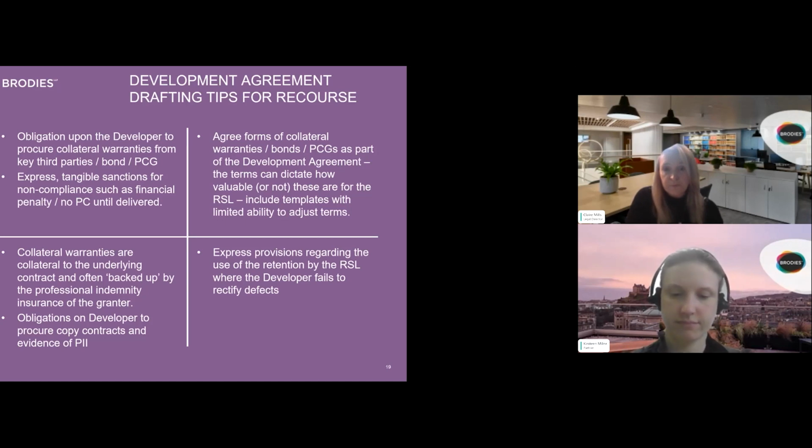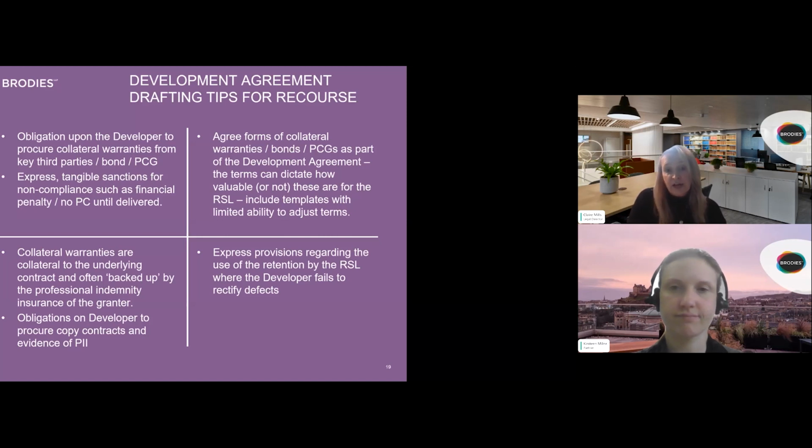Agreeing the form of words of the collateral warranty, the form of words of the bond, and the parent company guarantee is very important as well, because the terms of those ancillary documents will dictate how valuable or not valuable they are for the RSL. So as part of the negotiation of the development agreement, it's important to include templates of these ancillary documents in pre-agreed terms that you want the developer to procure. So there can be no discussion after the fact on what the terms of the bonds are, what the terms of the parent company guarantee is, or the collateral warranties.